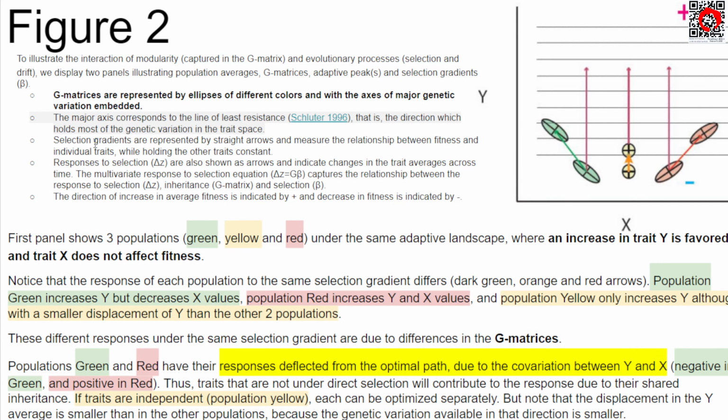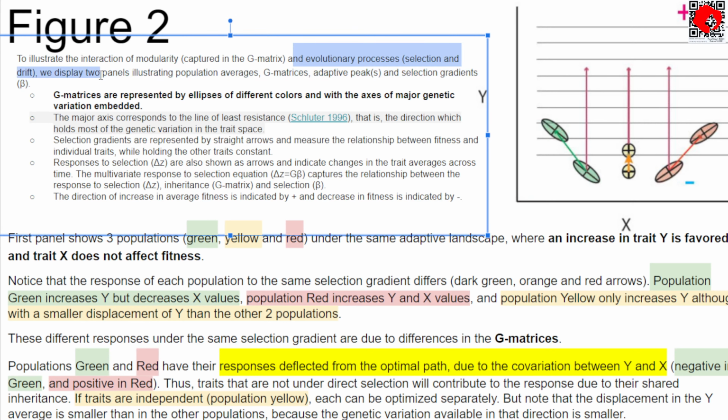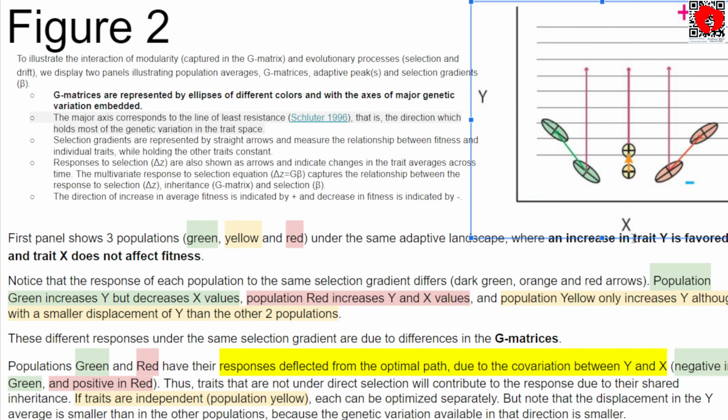genetics. Figure 2. To illustrate the interaction of modularity captured in the G matrix and evolutionary processes, selection and drift, we display 2 panels illustrating population averages, G matrices, adaptive peaks, and selection gradients, beta. G matrices are represented by ellipses of different colors and with the axes of major genetic variation embedded. So this could be just 2 traits, or you could imagine this in a principal component space as the first 2 or the first n principal components.